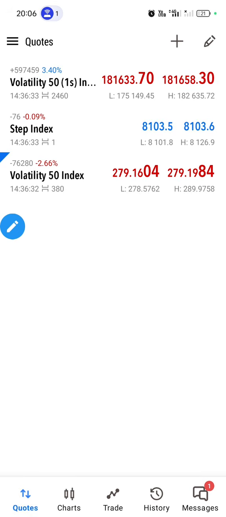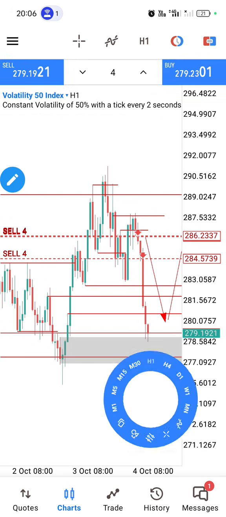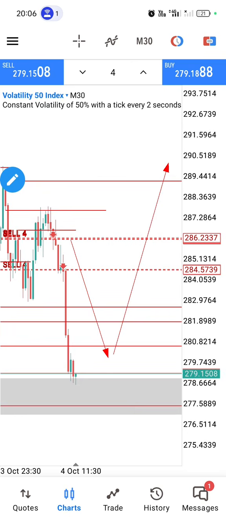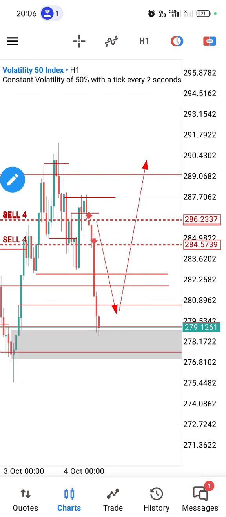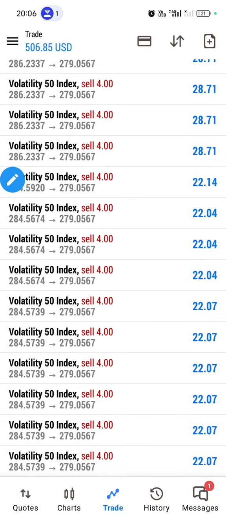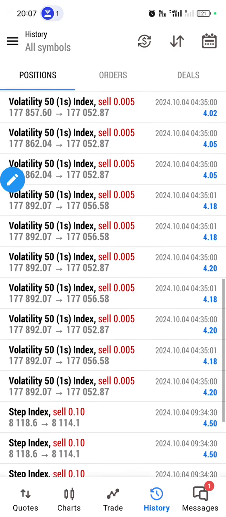Now you can clearly see it had a huge massive drop down, and we had clean entries from the first execution and the second one. Price did not move back up. Now we're in some nice profits. 500 USD profit, that's some huge profit right there. 600 USD equity from just 100 USD. That's some good amount of profit.